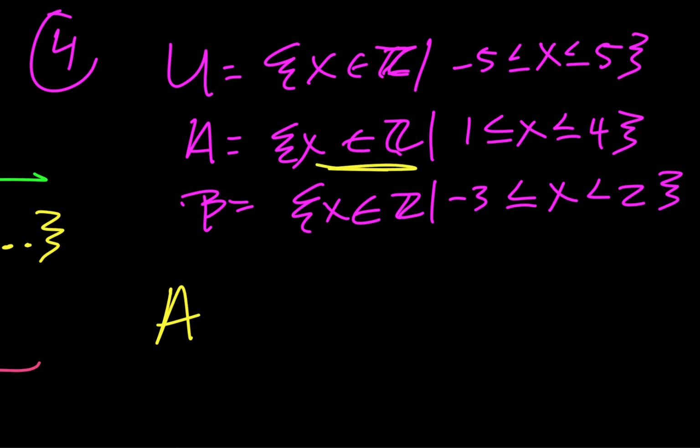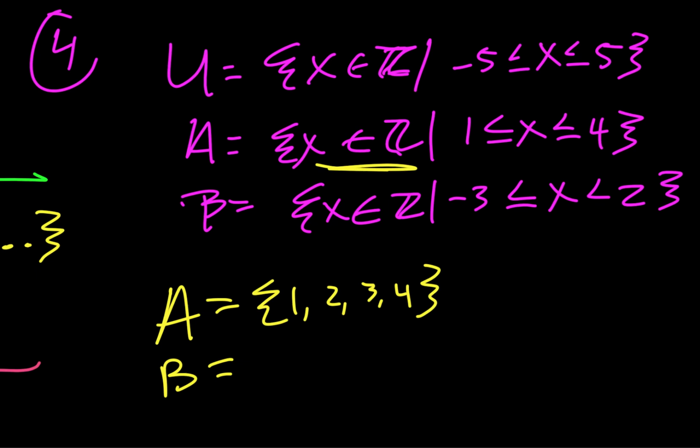Once again, it's on the integers, and these are both equal to. So A is going to be 1, 2, 3, and 4. And then they want us to do B. Once again, it's integers. We're equal to on the -3, 1, but we're not going to write 2 because we're not equal to right there.